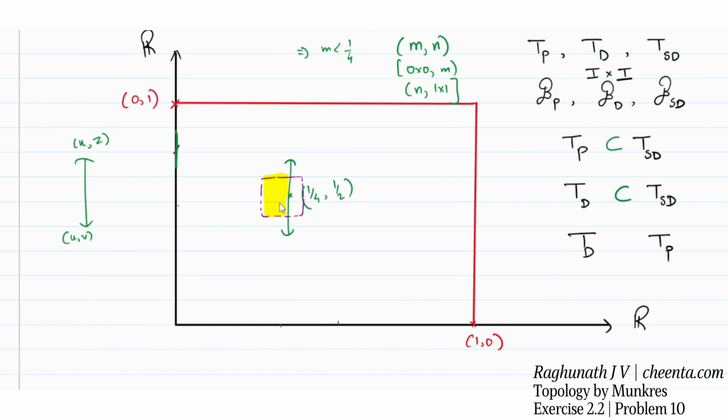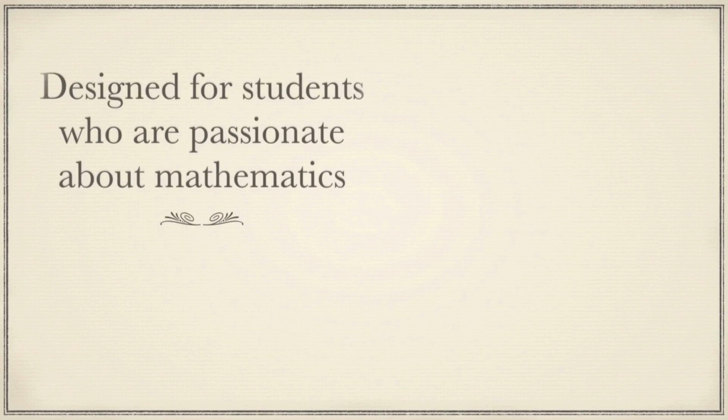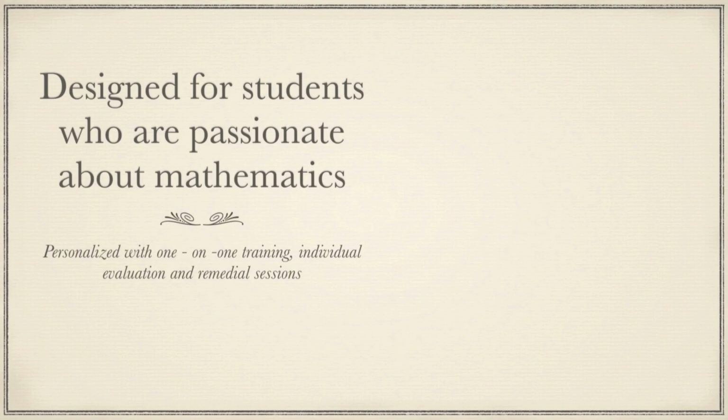Hence, we cannot come up with a basis element completely contained inside this basis element of TD, the dictionary topology. Hence, TD is not finer than TP, which means they are not comparable. That's what we can say. So these two are not comparable. Thank you.